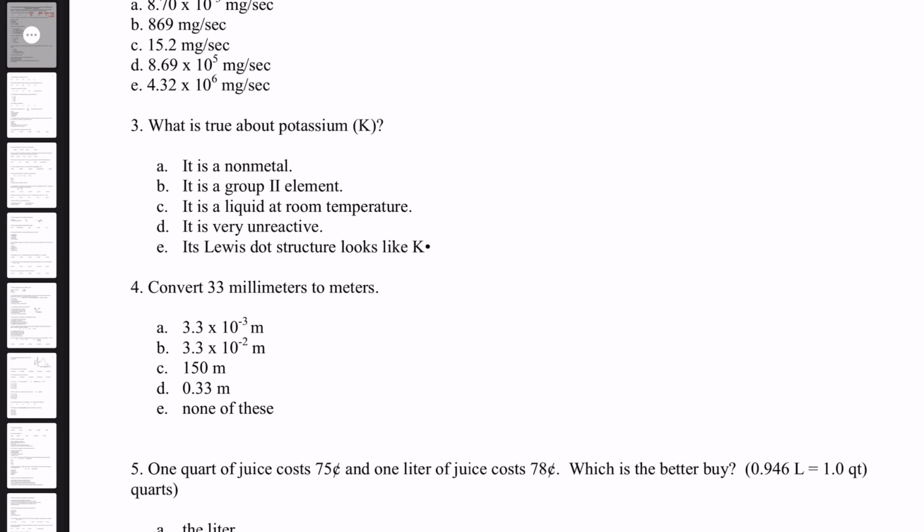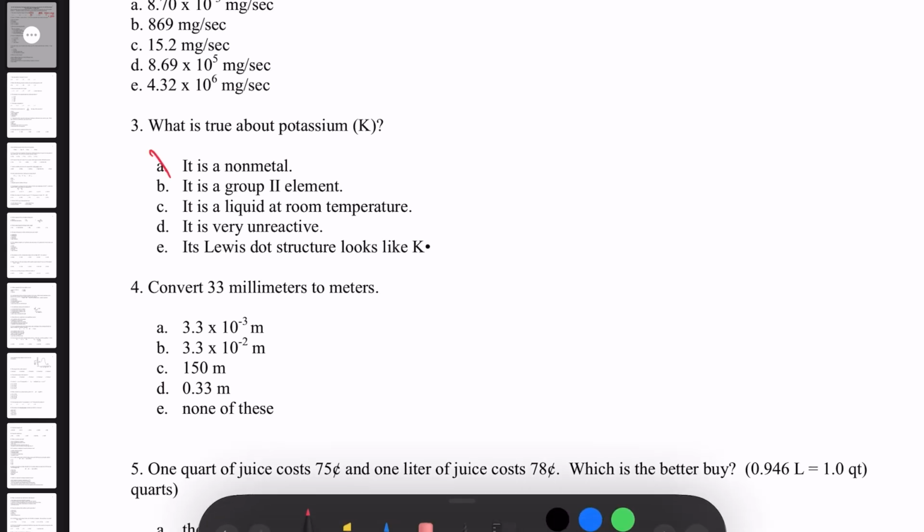Well, we know right away that we said it was a metal, so it can't be A. It's a group 1 element, so it's not B. It's also not liquid at room temperature. Potassium is actually solid. I just told you that it's reactive with water because all the metals in group 1 are super reactive with water. So that's untrue. Potassium is very reactive.